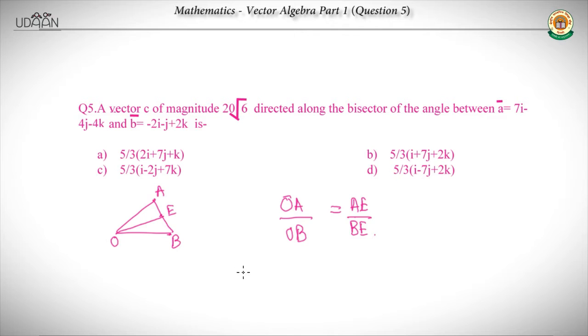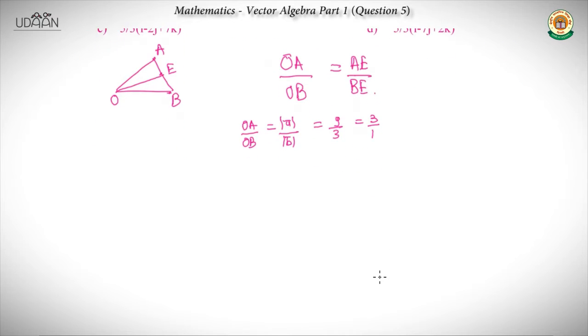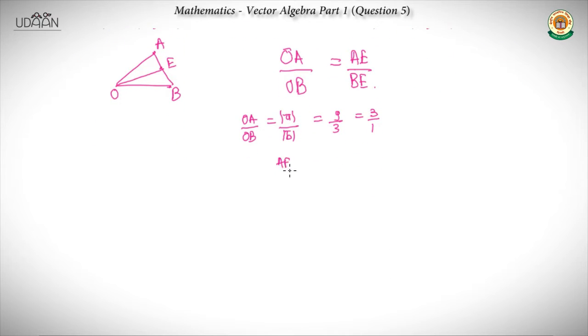So now here length OA upon length OB will be equal to magnitude of vector A upon magnitude of vector B, which turns out to be 9 by 3, that is 3:1. So we can say that AE upon BE is 3:1, which implies that point E divides AB in the ratio 3:1. So now we can work with the section formula. So E bar will be equal to 3B bar plus A bar upon 3 plus 1.